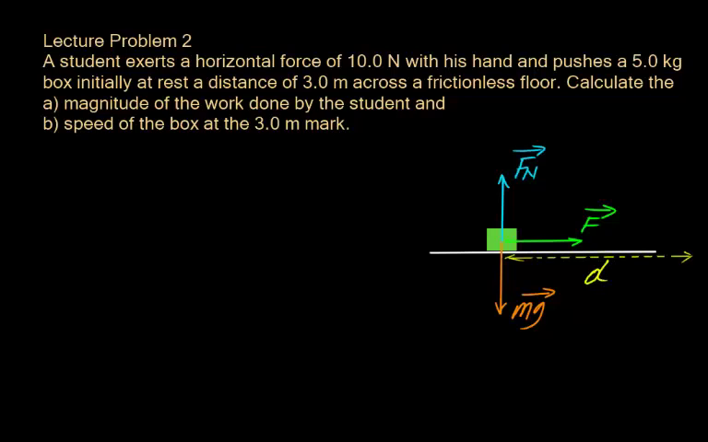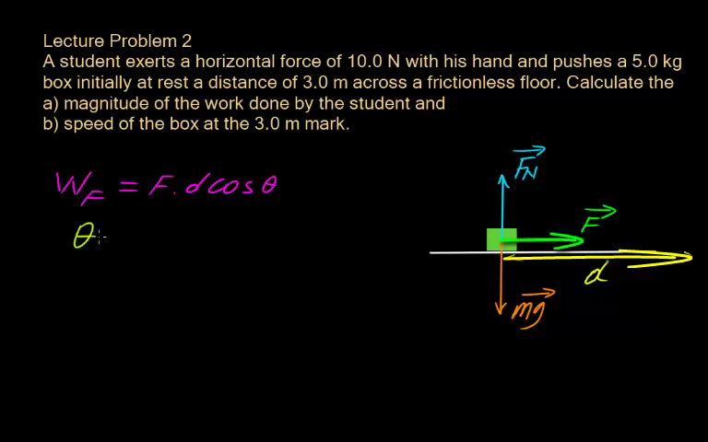The first question is related to the work done by the student. Since the force that is exerted by the student's hand on the box is a constant force and it is equal to 10 newtons, the work done by a constant force can be evaluated using the following expression, Fd cosine theta, where the angle theta is the one that is made between the force of the student and the displacement. Clearly, the force of the student is pointing towards the right, so is the displacement. Therefore, the angle made between the force and the displacement in this case is equal to 0.